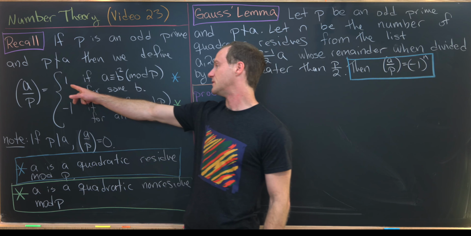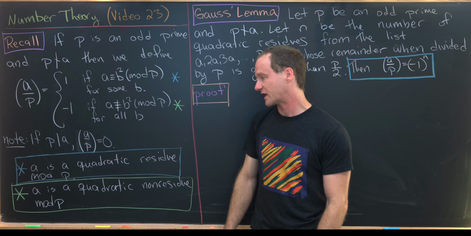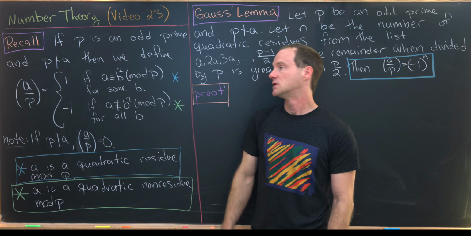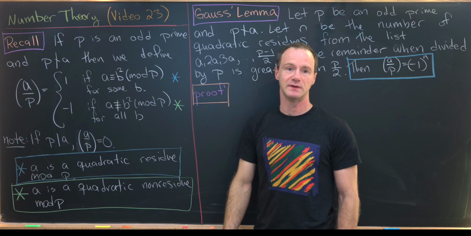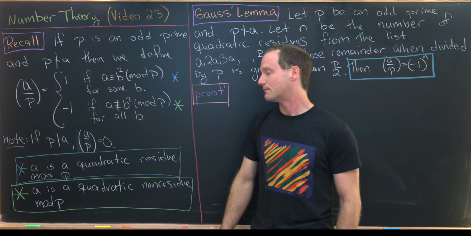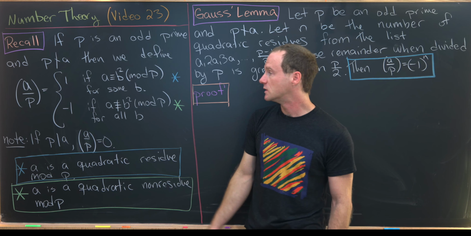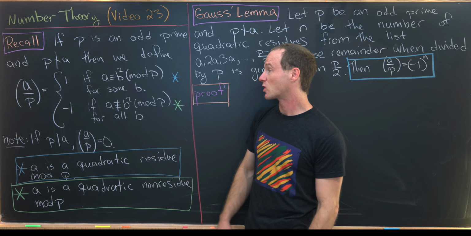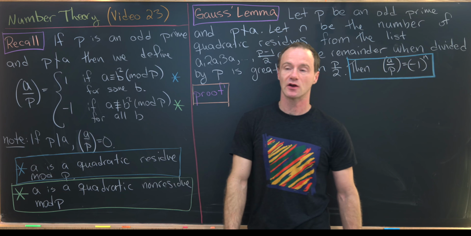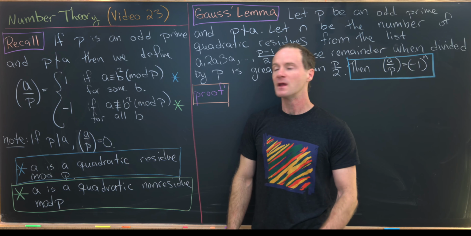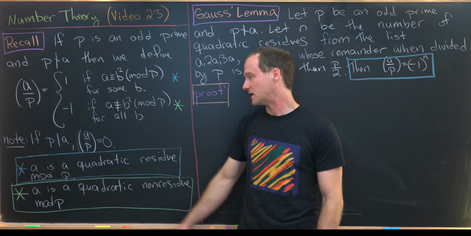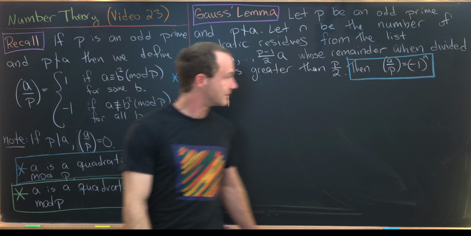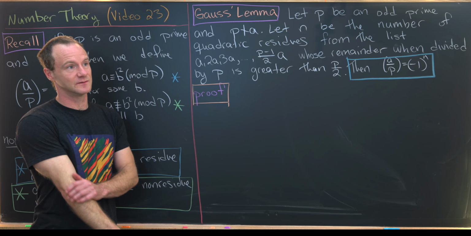So a by p is defined to be 1 if a is a quadratic residue mod p. In other words, it's a perfect square mod p. So it's congruent to b squared for some b. And we define a by p to be -1 if it's a quadratic non-residue. In other words, it is not a perfect square mod p. Generally, we're only talking about this object when a is not divisible by p. But in the case that a is divisible by p, we define this Legendre symbol to be equal to 0.